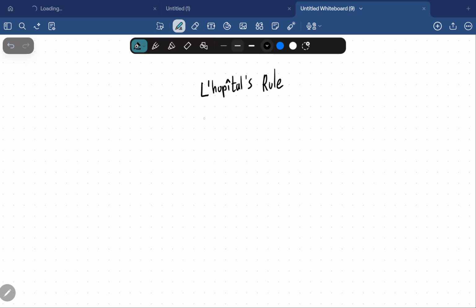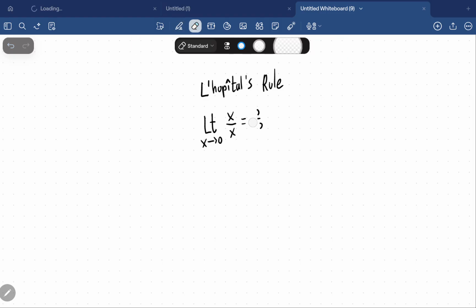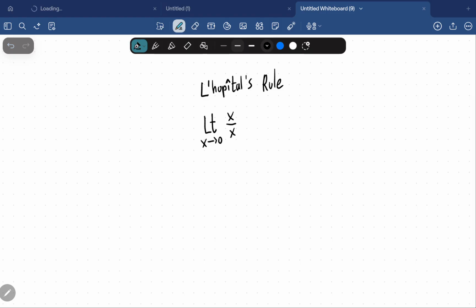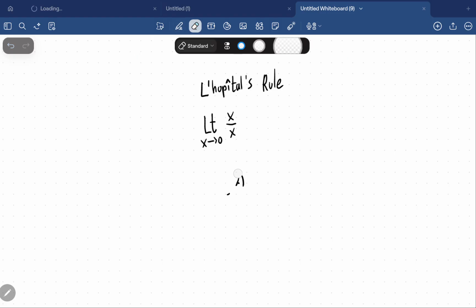Okay, so what L'Hopital's rule is: when a limit is equal to an indeterminate form, so 0 over 0 here, then we differentiate both the top and bottom, as z of x over y of x. We differentiate that like that.